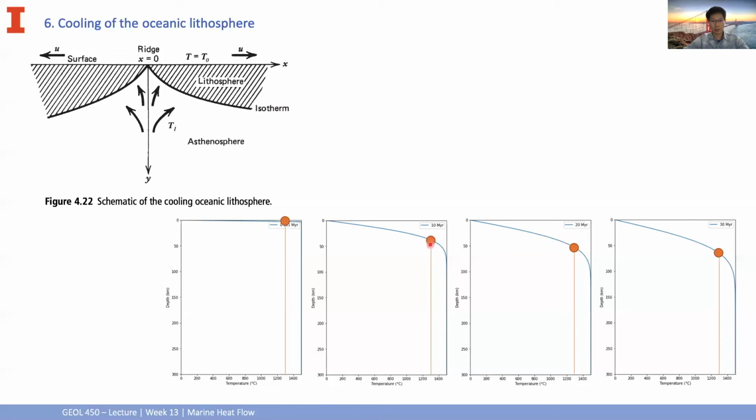Here is time equals 0, 10 million years, 20 million, and 30 million years. When we focus on one point here with the temperature of 1300 degrees C, we can see this point is evolving downward. That means more and more mantle is cooling down. When this part of the mantle moves away from the ridge axis, we can substitute the time in this equation with the distance, if we assume the lithosphere is moving with a constant speed.